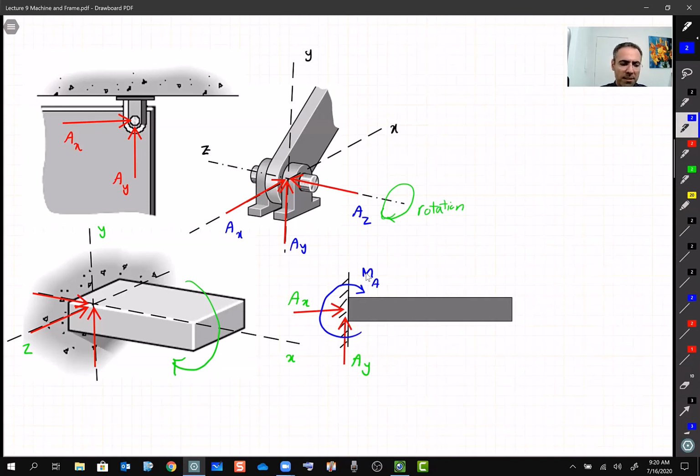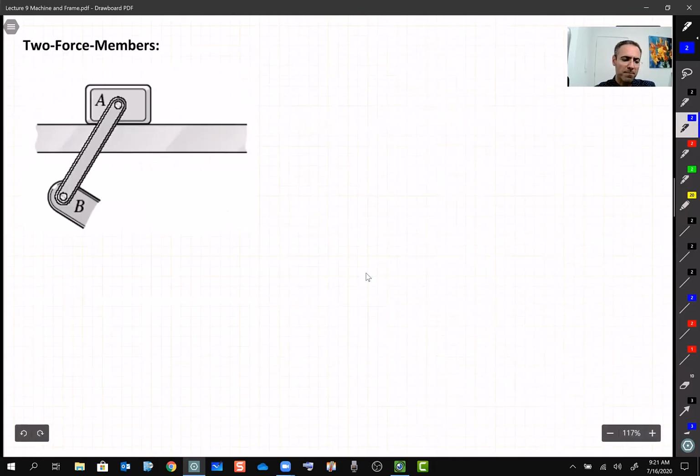So this is basically the main supports or connections that we are dealing with in this course. As you can see, you don't need to memorize anything. They're all common sense. You start with a simple scenario when you draw the free body diagrams, and you add to it to draw the full free body diagrams.